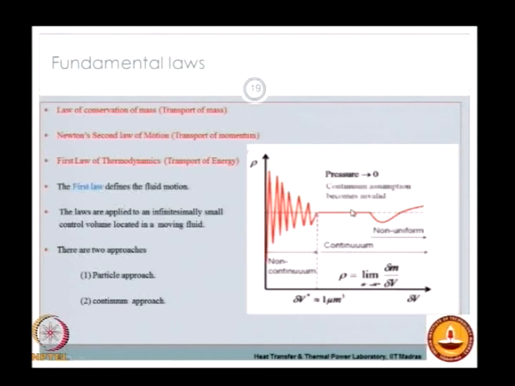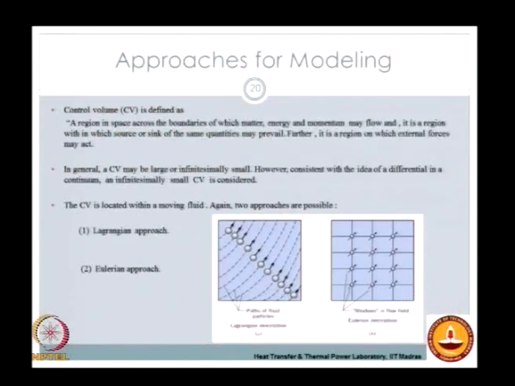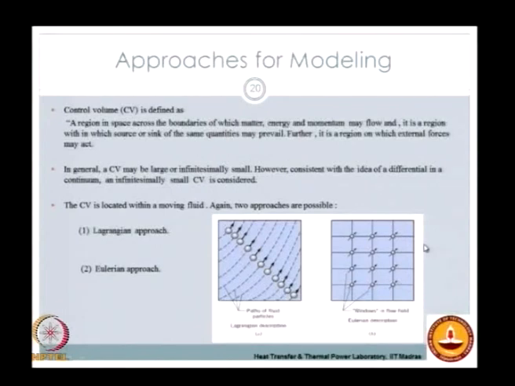So we will restrict all our derivations to a control volume which satisfies the continuum approach. Once again we can define two kinds of control volume. One where you fix the control volume in space and then look at the transport of fluid across the fixed control volume, and this is called the Eulerian approach, shown by figure B here. And the other approach where you look at control volumes which are moving in space and time is called the Lagrangian approach. Of course each of them has its own advantages and disadvantages.